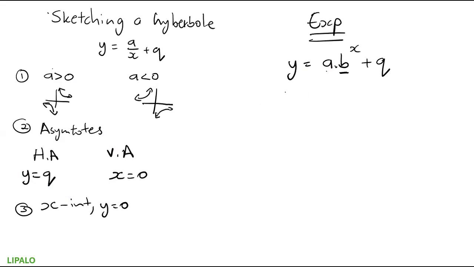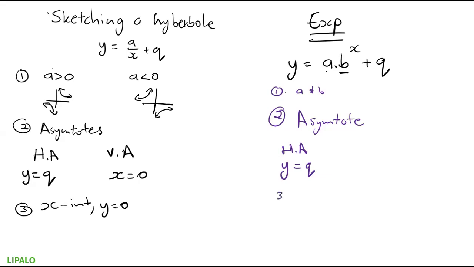A and B. If you look, you need to consider A and B. You need to understand A as well as B, right? They form the shapes. The second part is asymptote. You only have one asymptote for the exponential function, which is the horizontal asymptote. Again, y is equal to q.